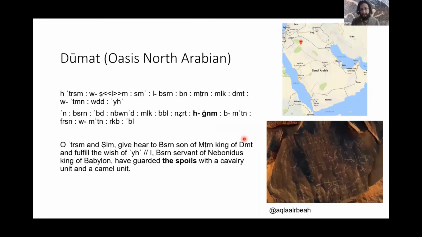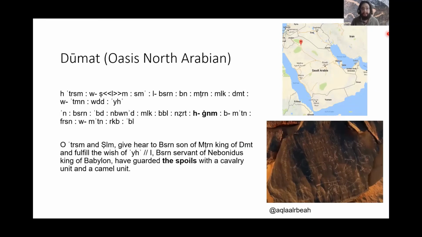This is a beautiful text, and I give you the citation because I'm starting more and more to work with material that gets published online, especially in light of Corona, since we're not able to go out and do field work. And this is a lovely text because we can date it. It's in an Oasis North Arabian script. It is by a man who is called the king of Dumat, and Dumat is a very important oasis in North Arabia. His name is Basran bin Matran. We don't know exactly the vocalization.